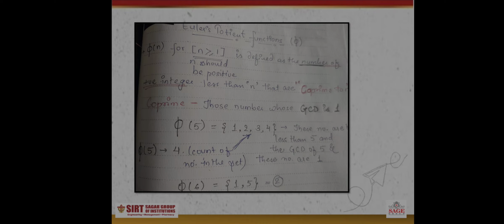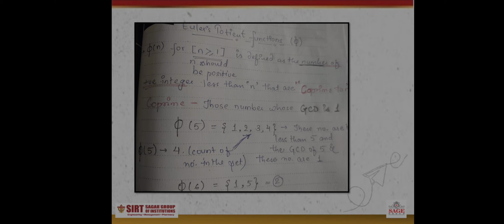It says if we take any number n that is greater than or equal to 1, meaning the number is positive, the function returns the number of positive integers that are less than n and which are co-prime to n. Let me clear this. What is co-prime? The numbers whose GCD is 1.